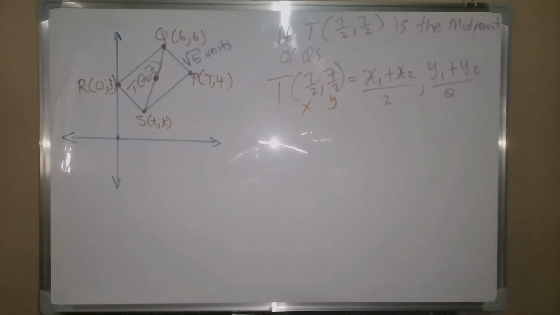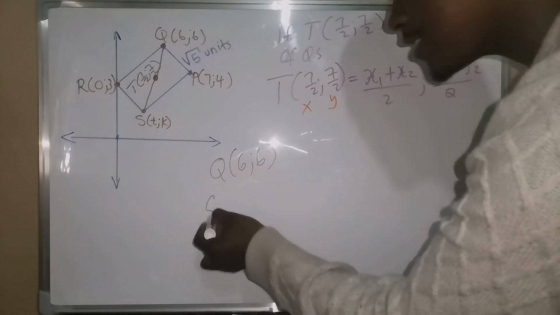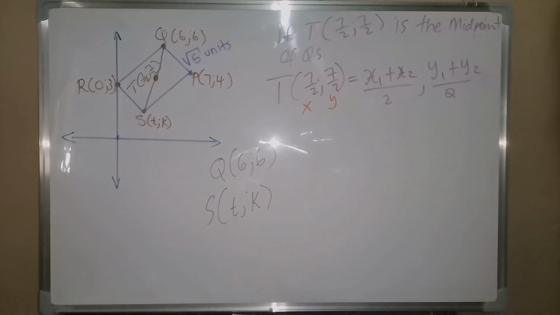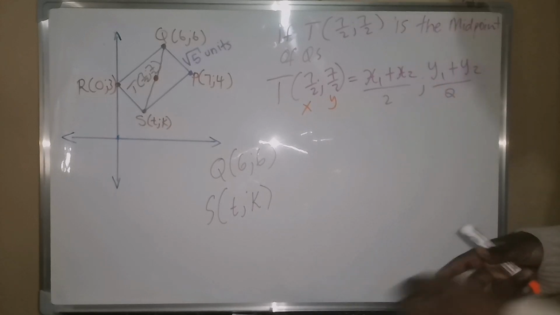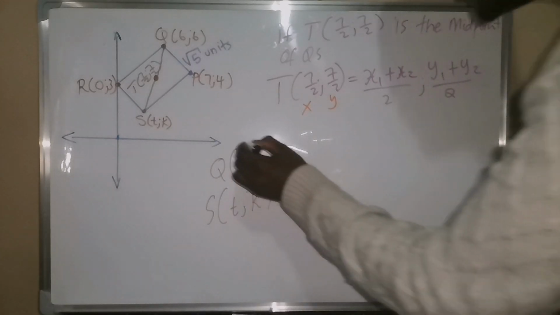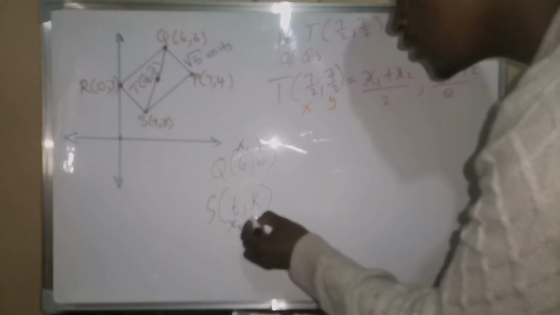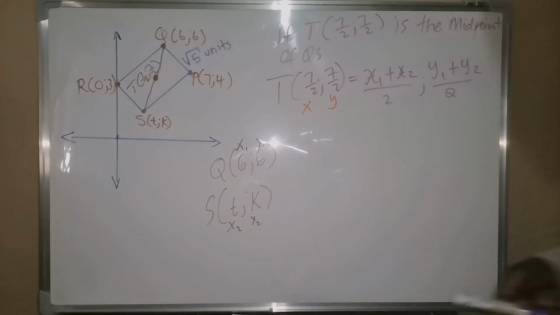Now, the midpoint is of QS, and Q is (6, 6), then S is (t, k). Very simple. Now let me label my points: x1, y1, x2, y2. Let us just substitute our coordinates.